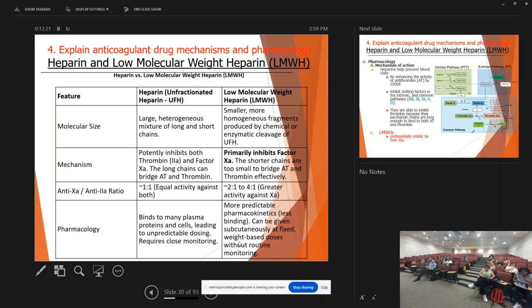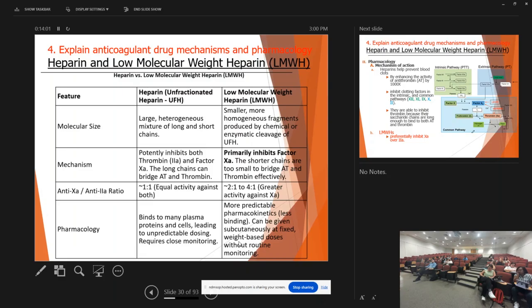And these chains are too small to form the bridge between the antithrombin and thrombin. Okay? So then what happens? Because you think about thrombin and antithrombin, they're also there in our body, right? So if they bind both equally, this will have an equal activity against both factor 10A and factor 2A. Whereas this one has higher activity for factor 10A. Okay?